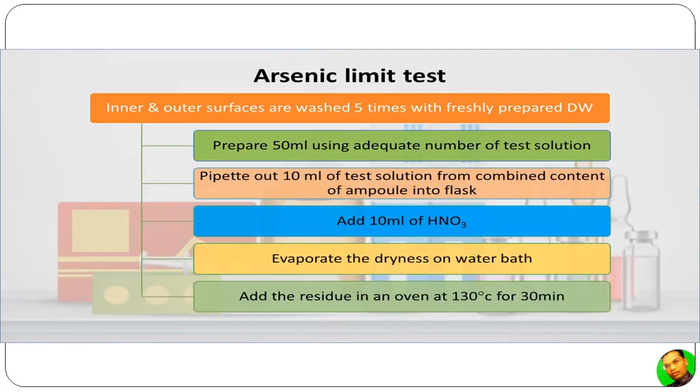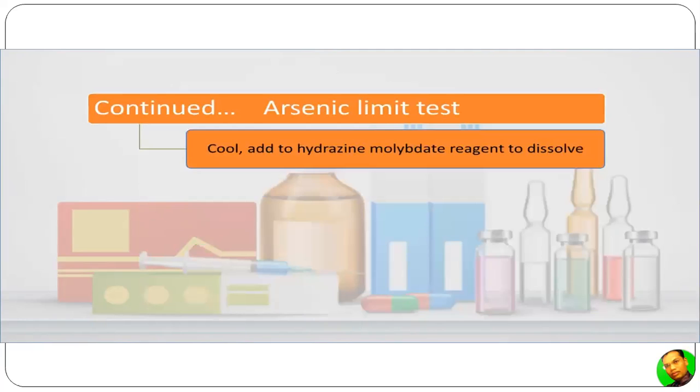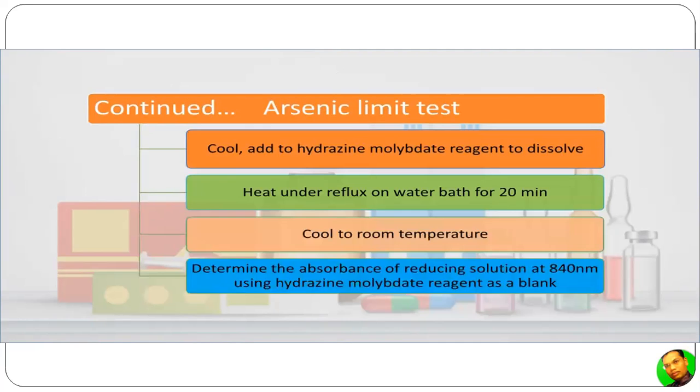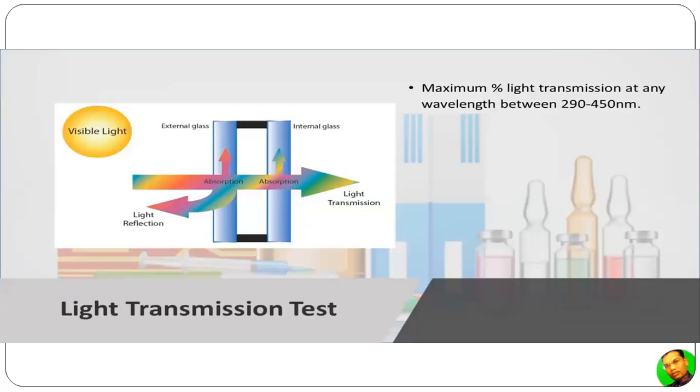Place the residue in an oven at 130 degrees Celsius for 30 minutes. Cool. Add the hydrazine molybdate reagent to dissolve. Heat under reflux on a water bath for 20 minutes. Cool to room temperature. Determine the absorbance of the reducing solution at 840 nanometer using hydrazine molybdate reagent as a blank.